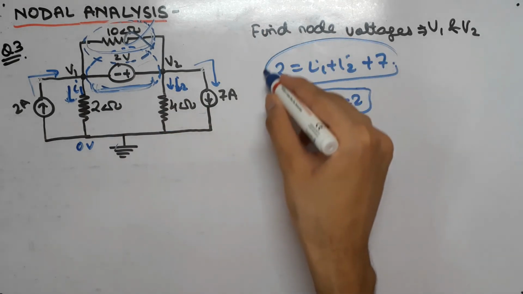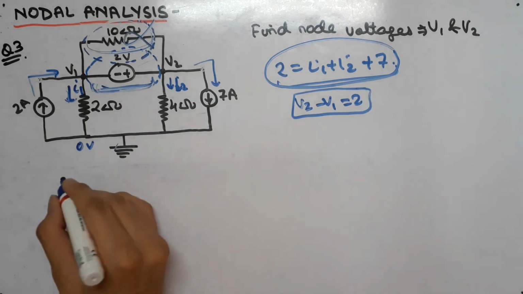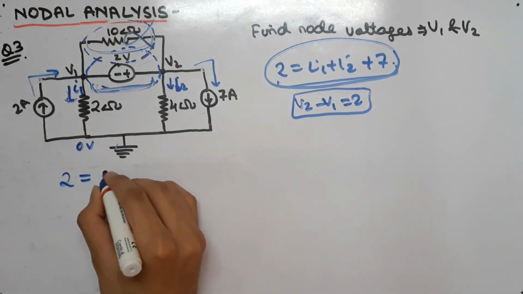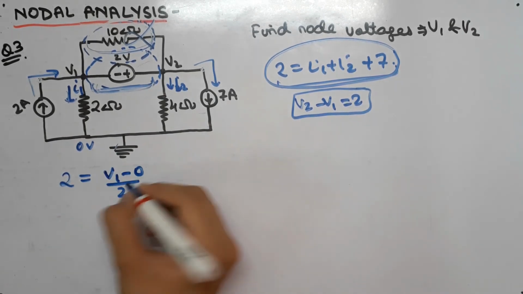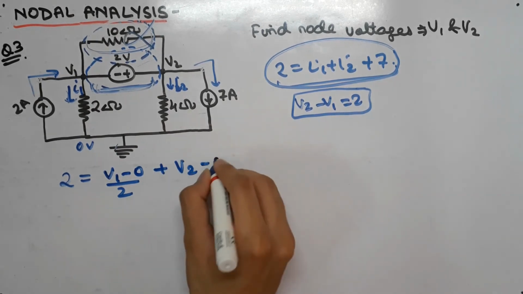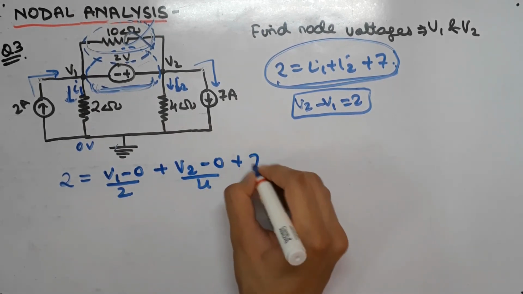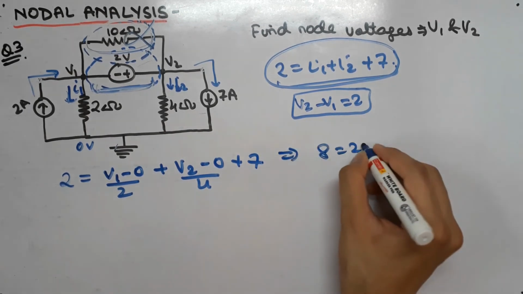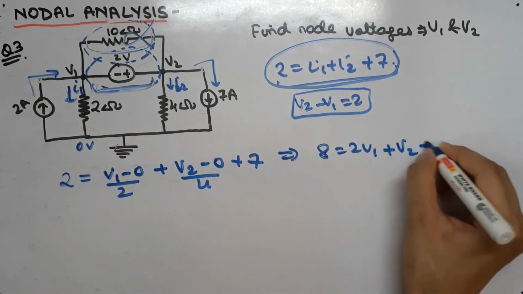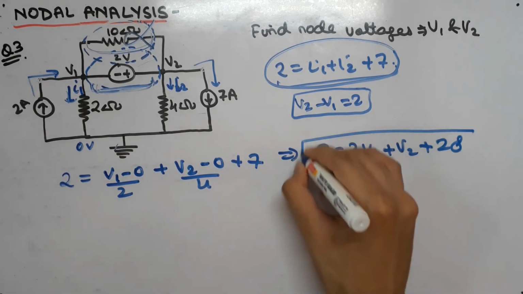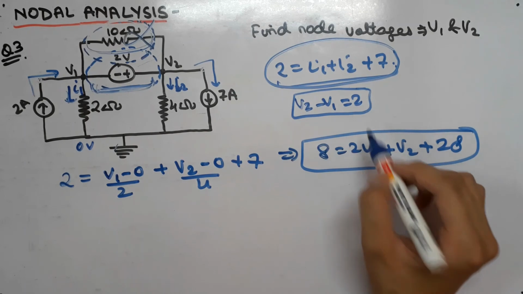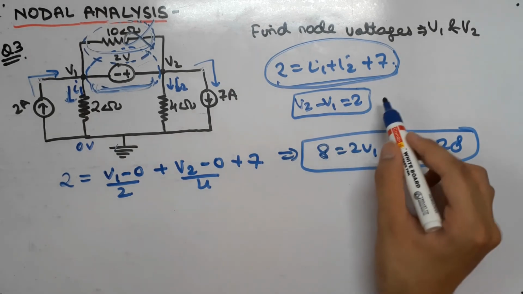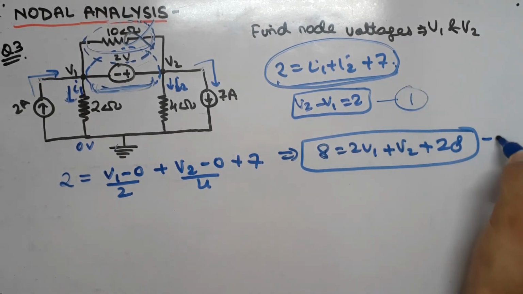Now we will be converting this equation in the form of V by R. That is, we will write 2 is equal to (V1 minus 0) by 2 plus (V2 minus 0) by 4 plus 7 ampere. On solving this, you will get 8 is equal to 2V1 plus V2 plus 28. So from here we have got two equations. That is, let us say this is equation 1 and this is equation 2. From here we will get the value of V1 and V2 by elimination method.